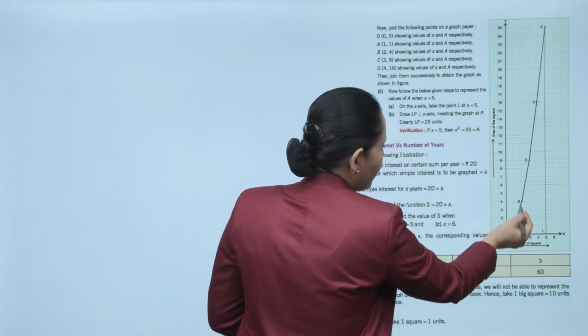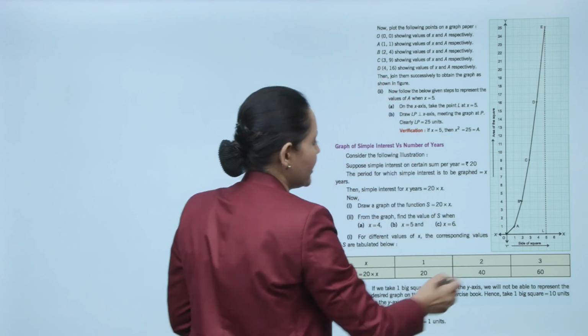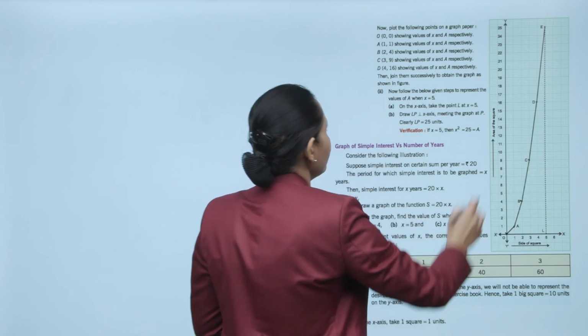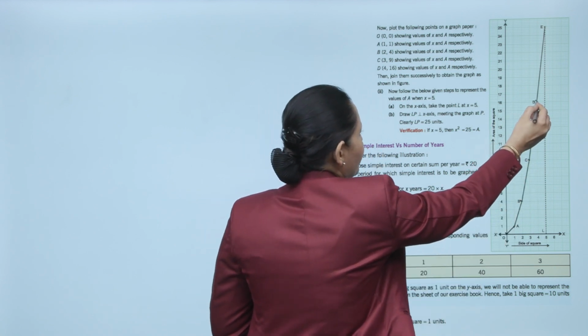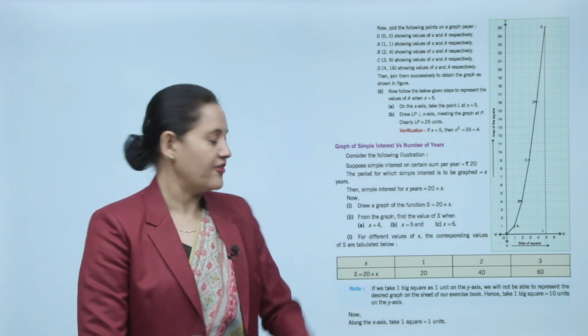B is 2 and 4, the x value is 2 and y is 4. Then C is 3 and 9. This is point C, and this is point D, 4 and 16. So we will draw this on the graph.